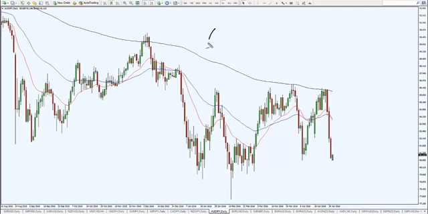Again, what is the trend? Look at the 200-day moving average. It is pointing lower. Price is below it. The trend is down. Identify the area of value. At this point in time, it's not respecting the dynamic resistance, but it's respecting this area of resistance, this horizontal area of resistance. So this is our area of value.